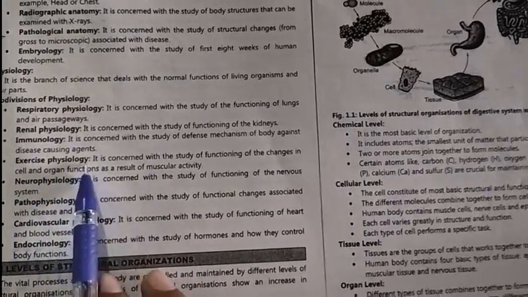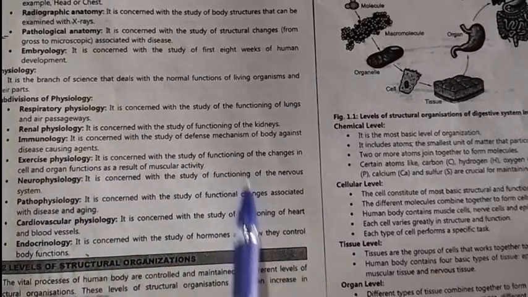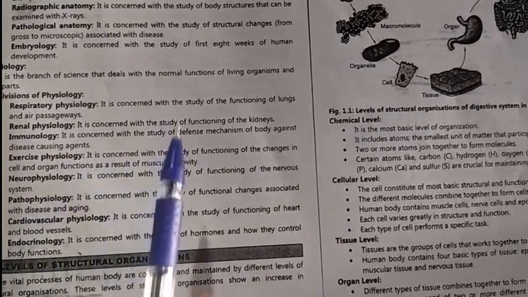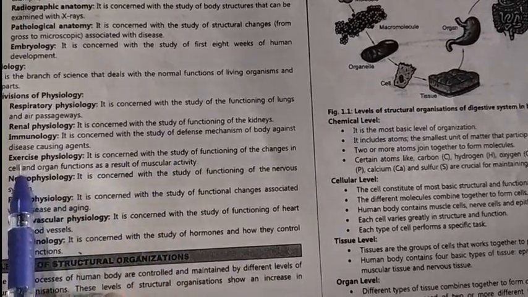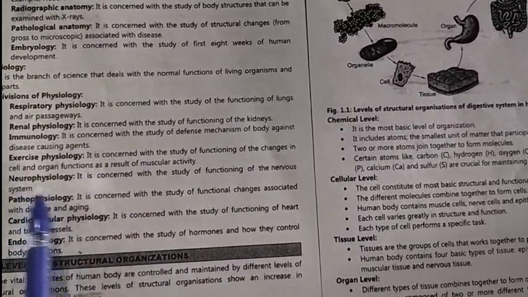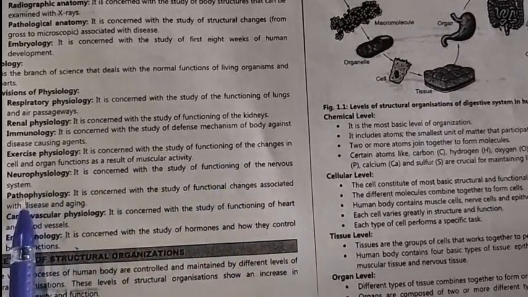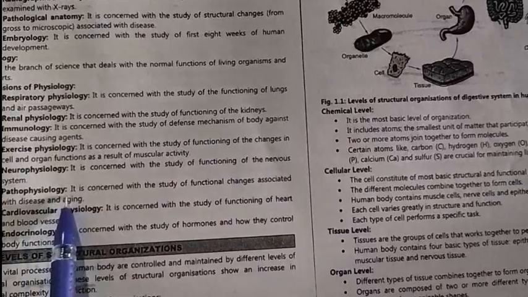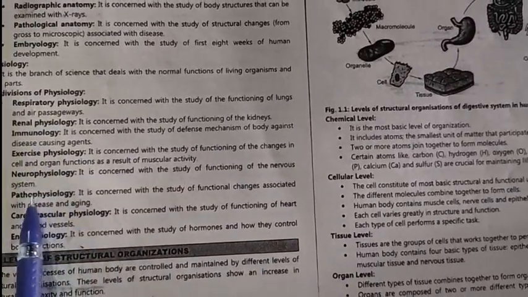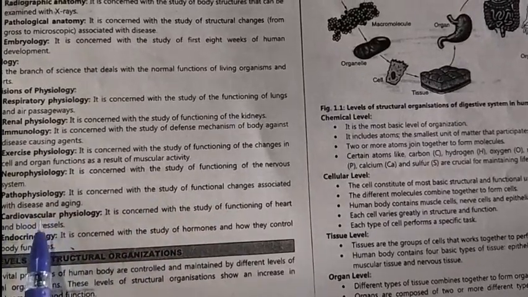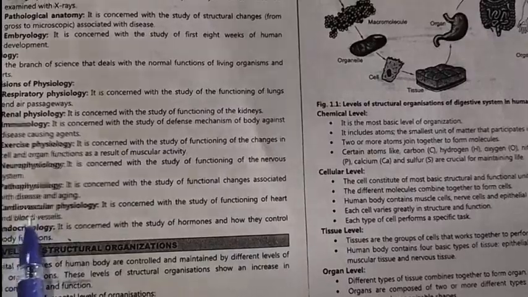Exercise physiology. In this, we study the changes in the cell and organ functions which result from muscular activity. Next one is neurophysiology. It is concerned with the study of functions of the nervous system. Next one is pathophysiology. As I said earlier, patho means disease. We study the various changes that are associated with disease and aging.